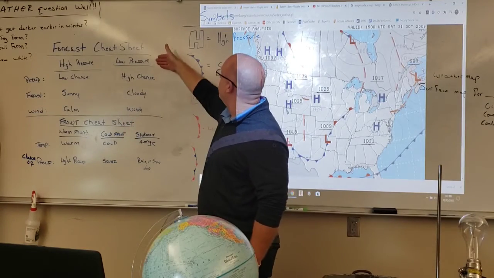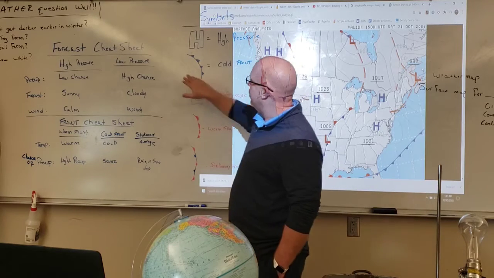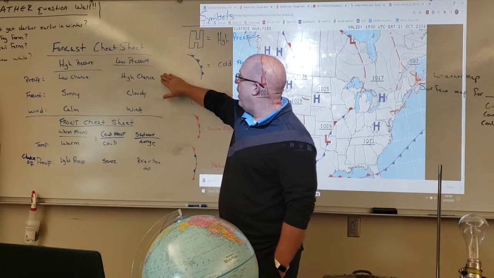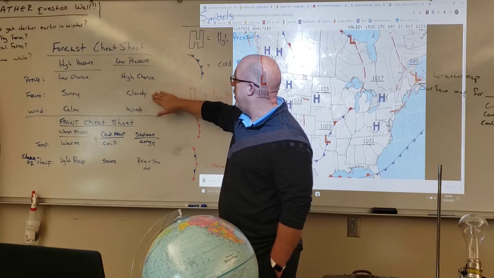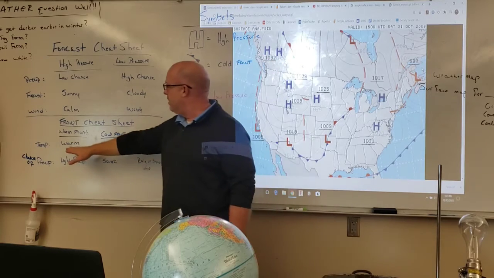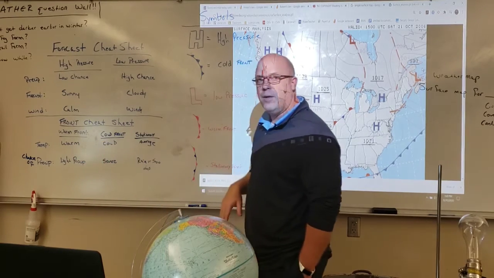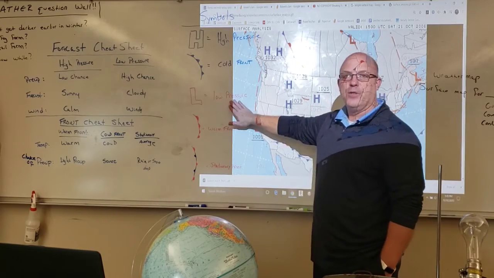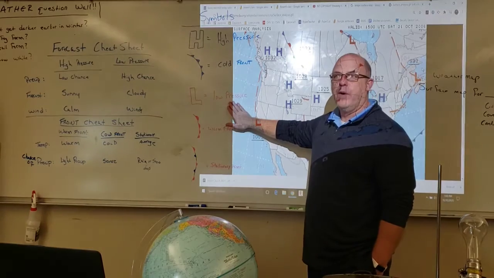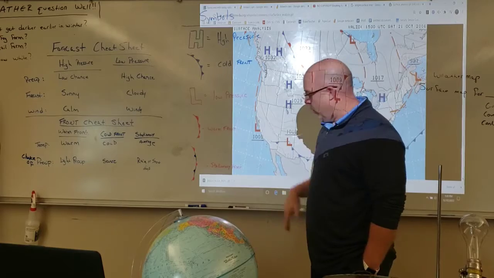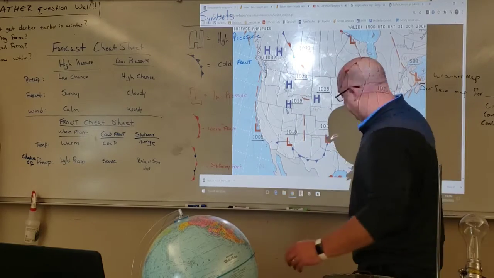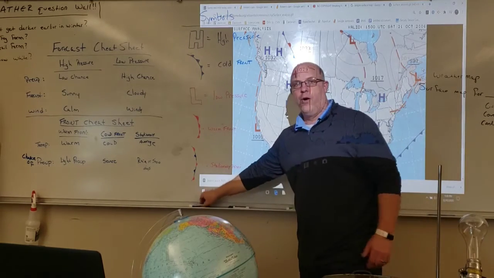If it gives me a red L for low pressure, that means I have a high chance of precipitation. It's cloudy, it's windy, and you have to decide if it's going to be warm or cold based on where that low pressure is located. Is it located by a warm front or a cold front? So we're going to practice these things by taking a look at our map over here.